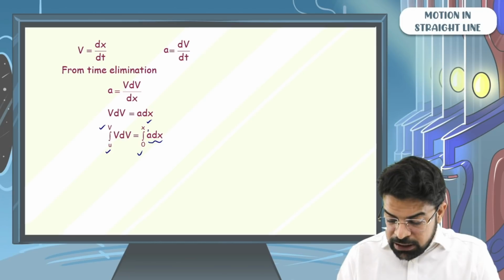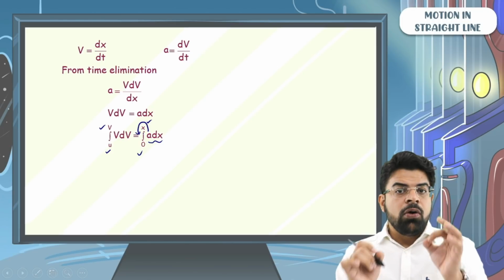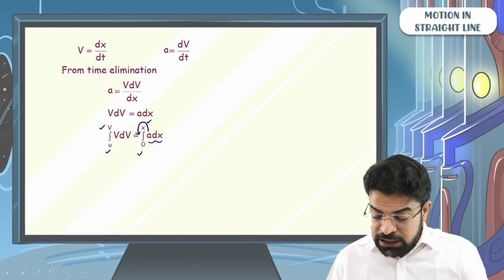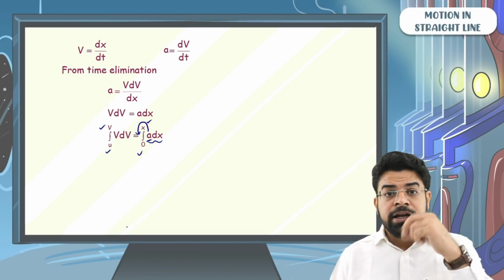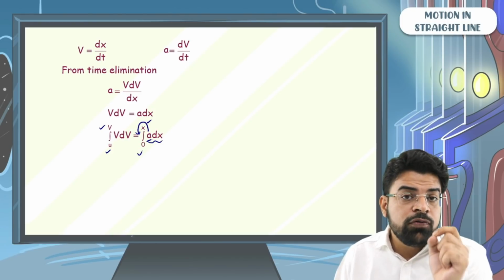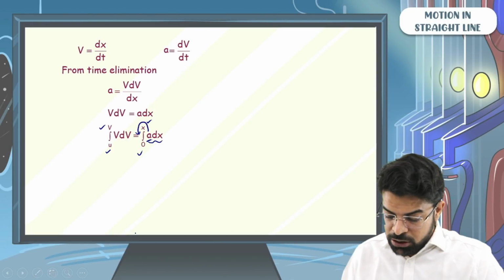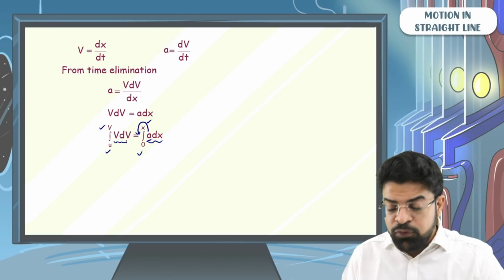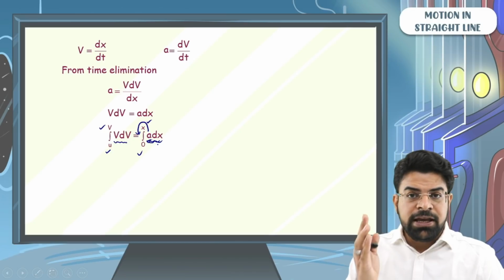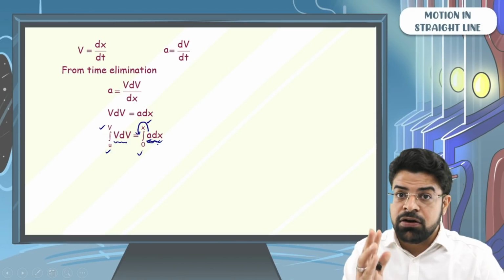You can bring the a outside of the integration only when you are solving for uniformly accelerated motion. As I am taking a out of the integration, I should apply the third equation of motion also only for uniformly accelerated motion. So the integral of v dv gives us v square by 2. Integral of a dx, if a is constant, take it outside. Integral of dx gives you x.